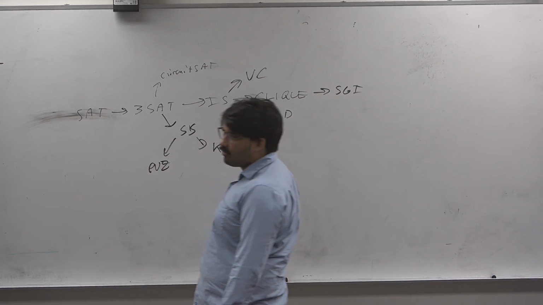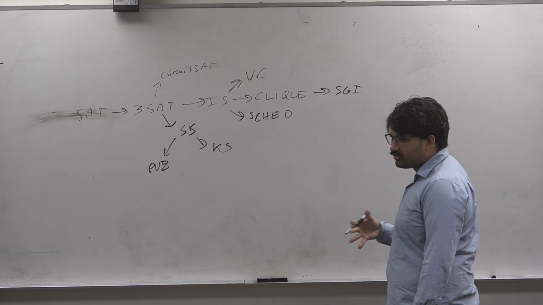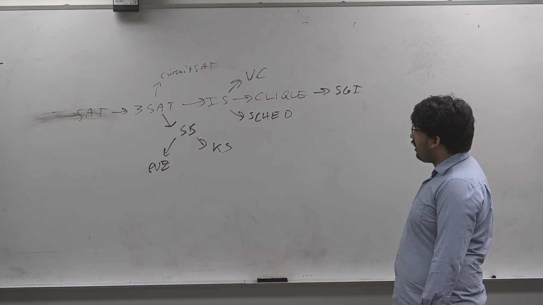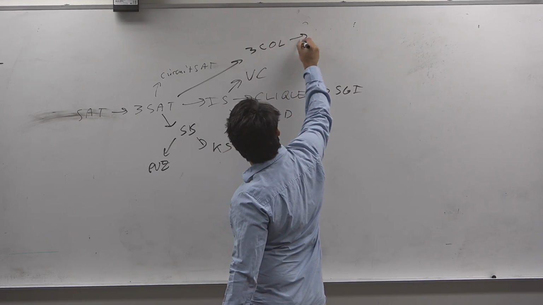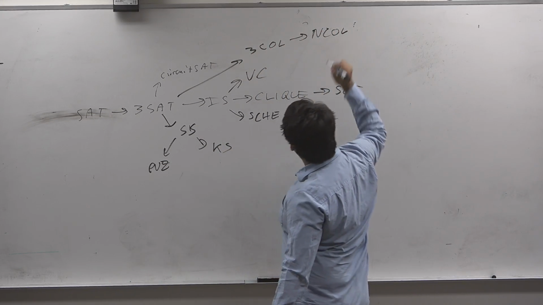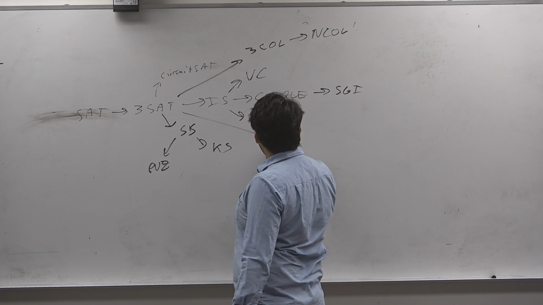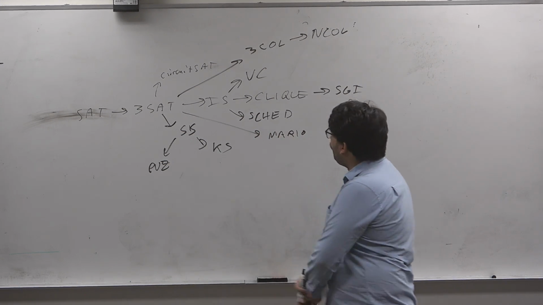Some of this you don't remember at all, but I'm covering some other stuff in 3510 this semester. From 3-SAT, we can also go to 3-coloring. And then from 3-coloring, we can go to n-coloring. Am I forgetting anything? From 3-SAT, we can also go to Mario. Mario is NP hard. What else?